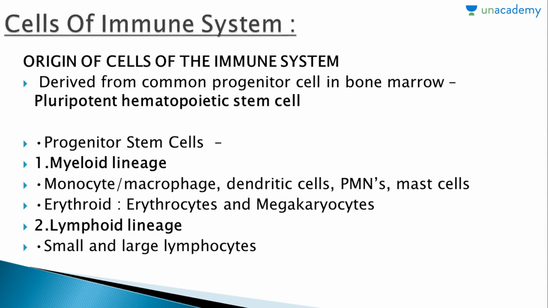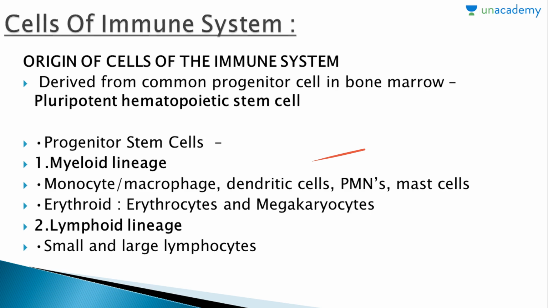Now, beginning with the lesson, the origin of cells of the immune system. They are derived from the common progenitor cell in the bone marrow, called the pluripotent hematopoietic stem cell. This hematopoietic stem cell gives rise to the progenitor stem cells, which give rise to two types of lineages, that is the myeloid lineage and the lymphoid lineage.